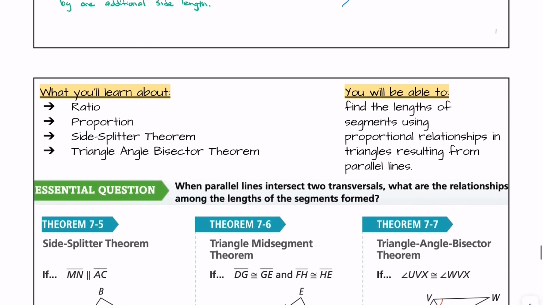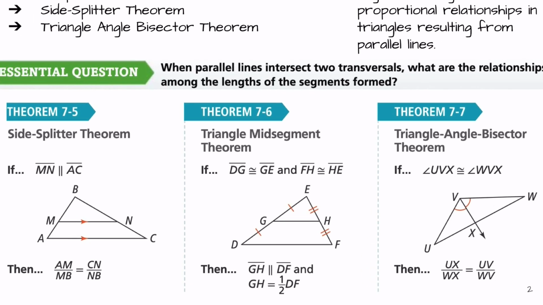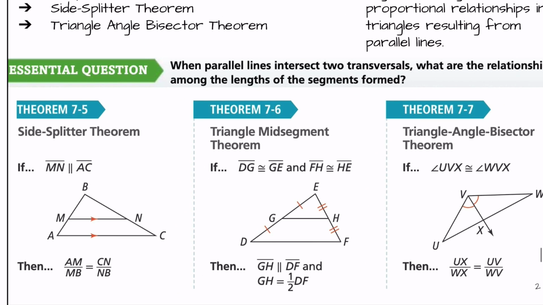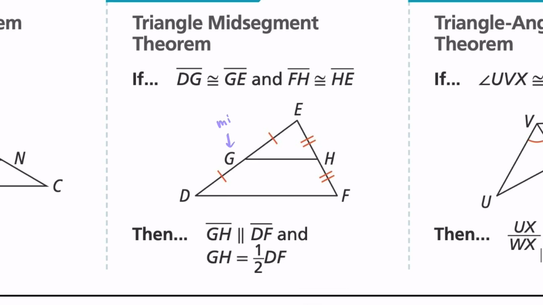All right. So we're going to learn about three things today: the side splitter theorem, the triangle midsegment theorem, and the triangle angle bisector theorem. We'll start with the triangle midsegment theorem. What we have here is G as a midpoint, halfway between D and E, and then we also have H as a midpoint.